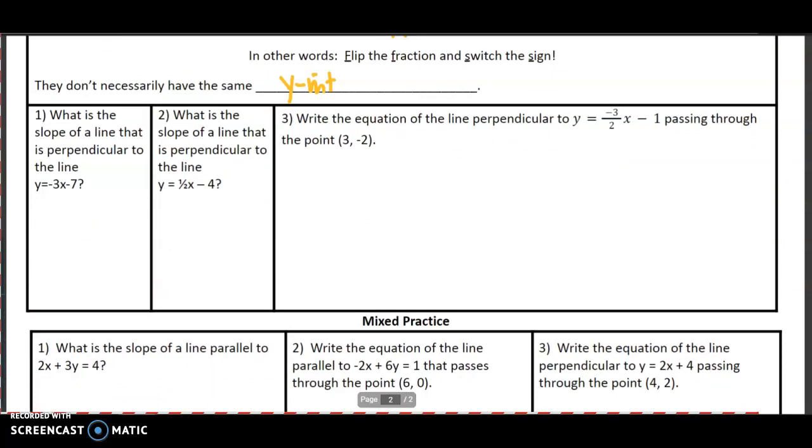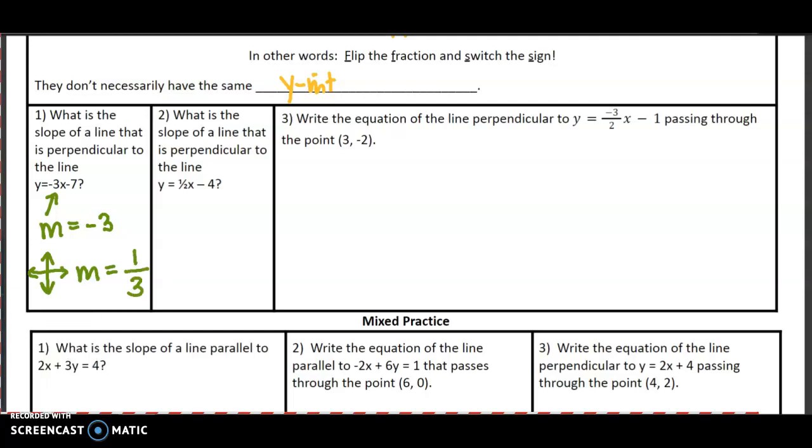What is the slope of the line that is perpendicular to y equals negative 3x minus 7? So right now my slope is negative 3. So I want to do opposite reciprocal. So flip the fraction and switch the sign. So my new perpendicular slope is going to be positive 1/3.